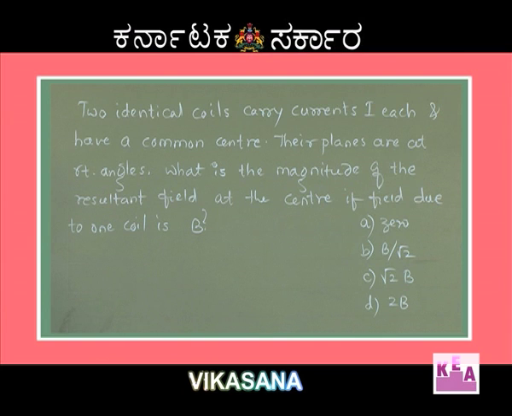So, this is another beautiful problem on finding the resultant magnetic field here. Let us read and understand. There are two identical coils carrying currents I each and have a common center. Their planes are at right angles. What is the magnitude of the resultant field at the center if the field due to one coil is B?